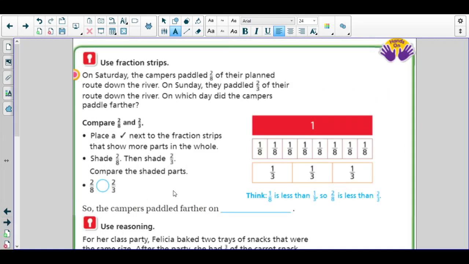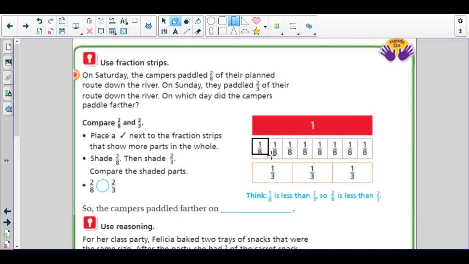All right? On Saturday, the campers paddled 2/8 of their planned route down the river. On Sunday, they paddled 2/3 of the route down the river. On which day did the campers paddle further? So 2/8 or 2/3.